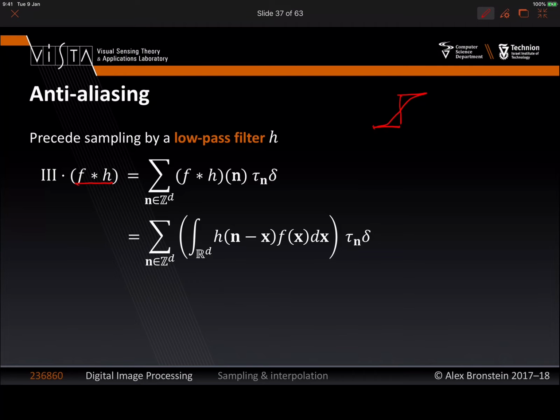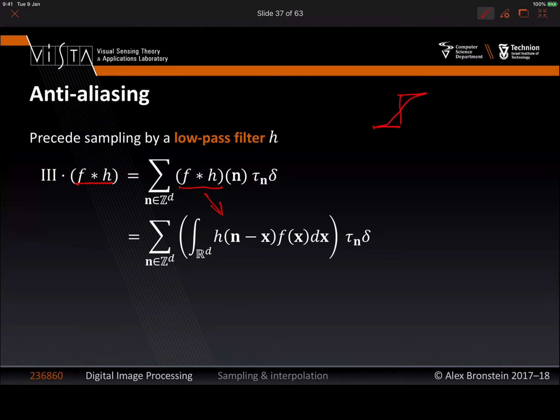So now, if you look at the algebra, you have the convolution of f now being sampled by a pointwise product with the Dirac comb. So let's write this convolution explicitly here. This integral inside the sum is exactly the convolution integral, right?